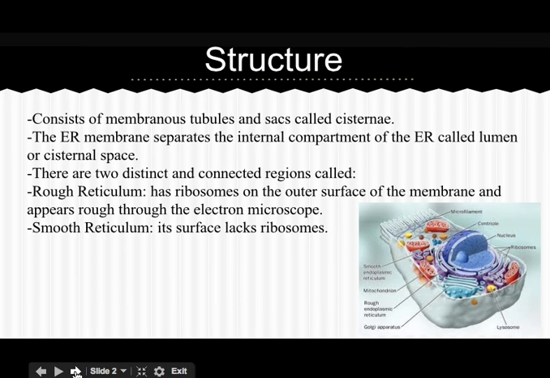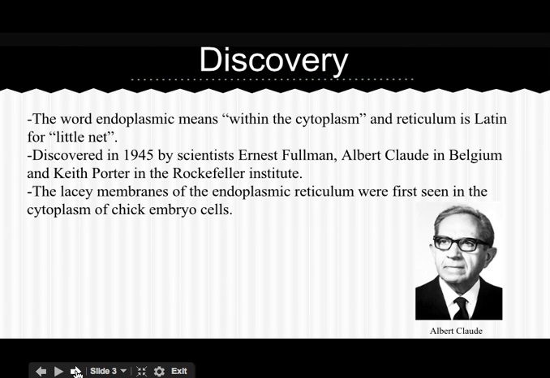The difference is that the rough has more ribosomes, and that's why under the electron microscope it's seen as rough, and the smooth doesn't have any. It was discovered in 1945 by Albert Claude, Ernest Fullam, and Keith Porter, and the word means within the cytoplasm. It's from the Latin word for little net. The lacy membranes of the endoplasmic reticulum were first seen in embryo chick cells in the cytoplasm.